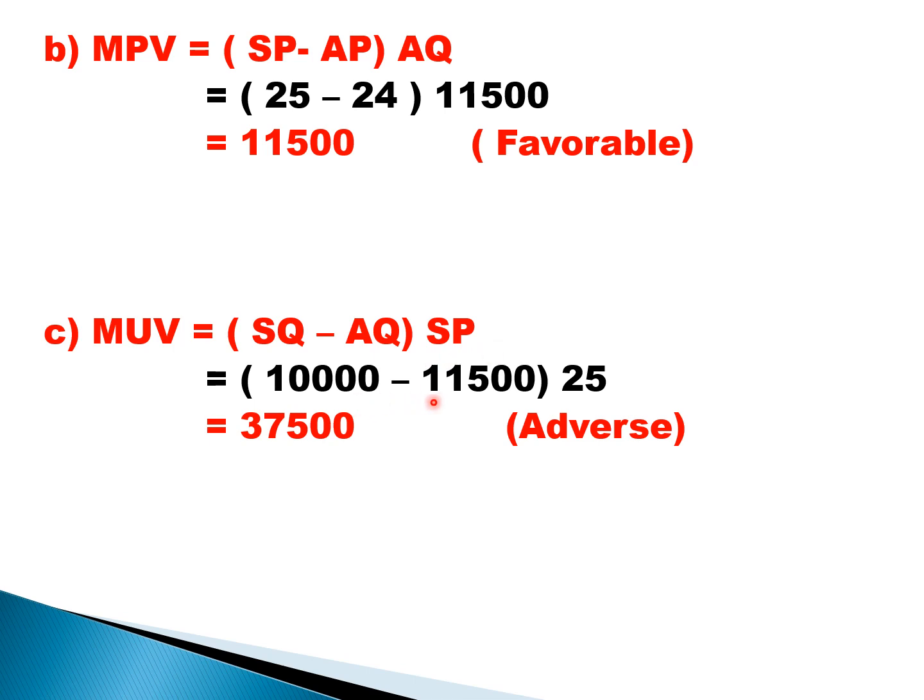Material usage variance: SQ minus AQ into SP. That's 10,000 minus 11,500 into 25. So you get minus 37,500. It's called adverse.